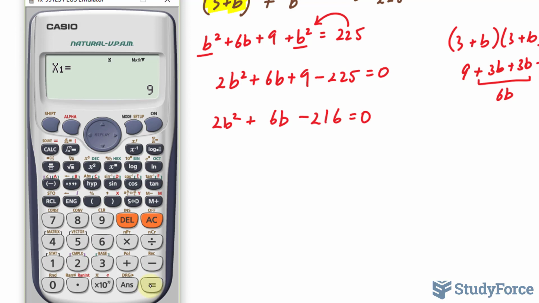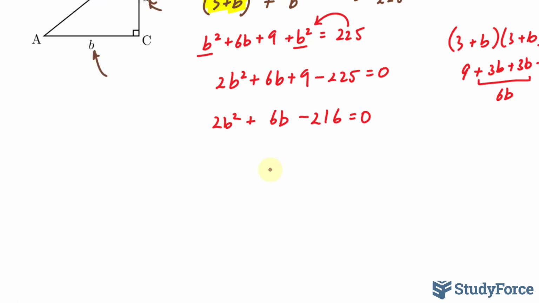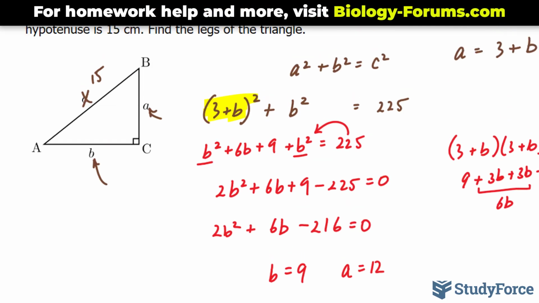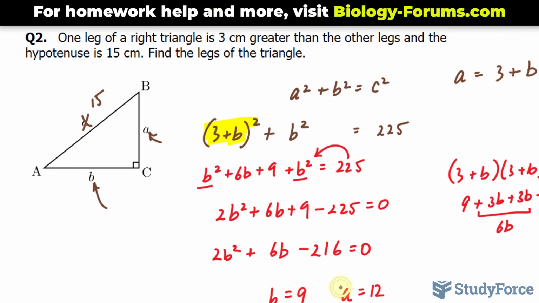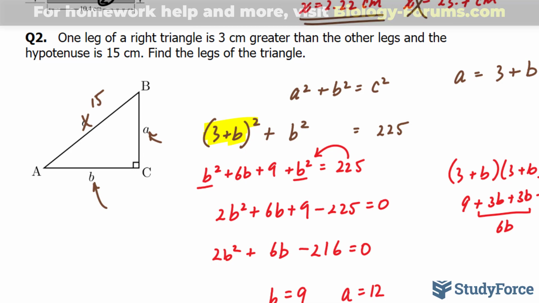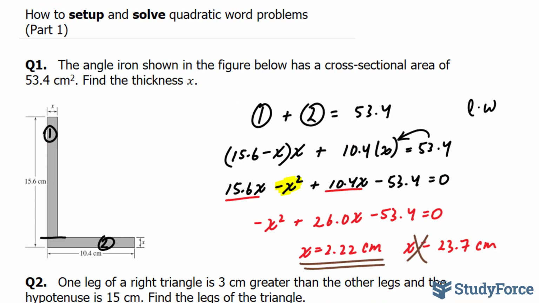We end up with the answer 9 and the answer negative 12. Of course, we're going to disregard negative 12 and use 9 only, because generally you can't have a negative length. So b is equal to 9, and our longer side, a, is equal to 12 because you substitute 9 back into here and you end up with 12. And there you have it. 2 examples on how to set up and solve quadratic word problems.